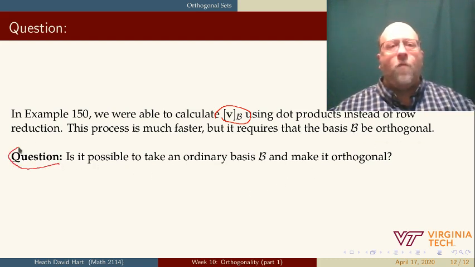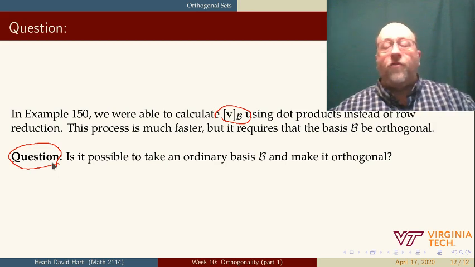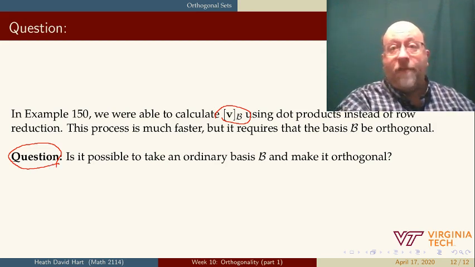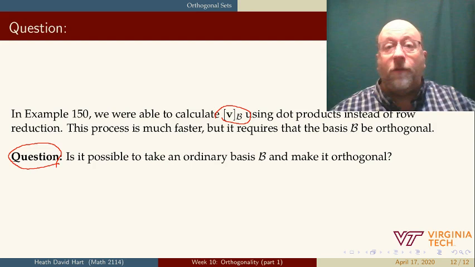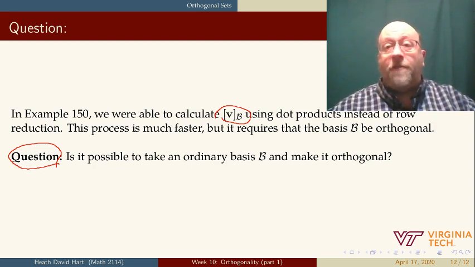So I want to ask this question. Is it possible just to take an ordinary basis and make it orthogonal? Is there a way that we can turn some basis that's not orthogonal into one that is, so that we can take advantage of this shortcut? And the answer to that question is yes, and that's what we're going to look at in part 2 of this video. Take care.